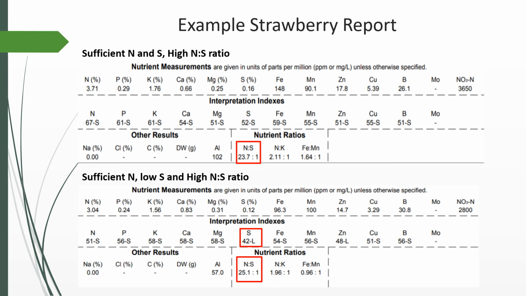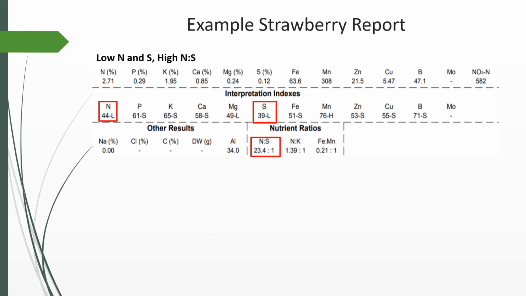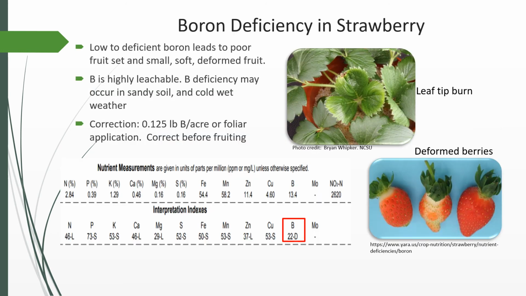You will still continue to monitor and sample as needed. This last example shows low nitrogen at an index of 44 and sulfur, which is also low, at an index of 39, and the NS ratio is high at 23.4 to 1. The corrective action for this scenario is to increase both nitrogen and sulfur and resample every 2 weeks to monitor the nutrient levels. The last nutrient we will cover in detail is boron.